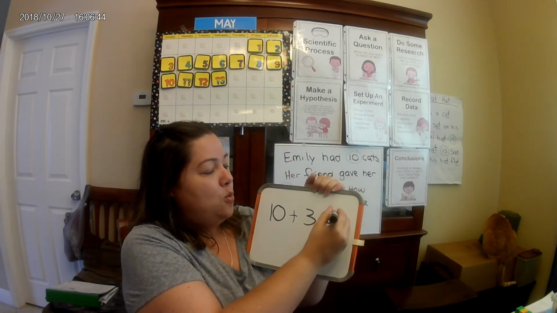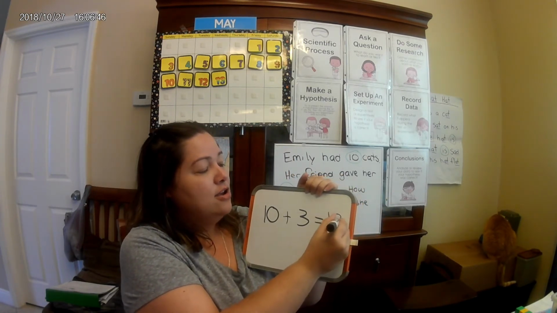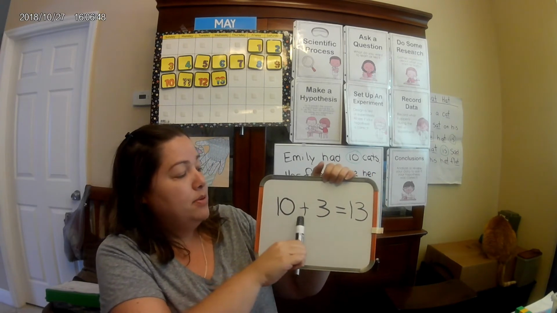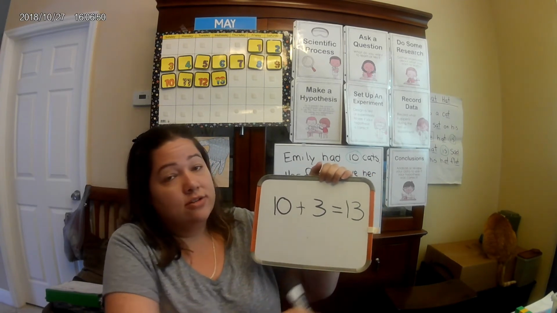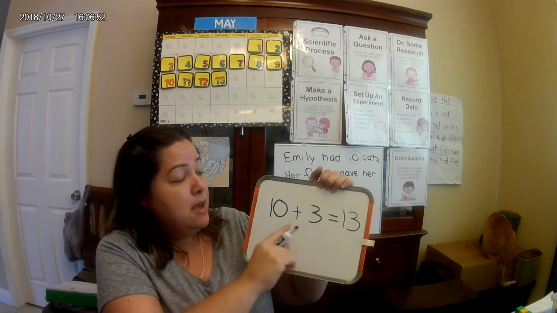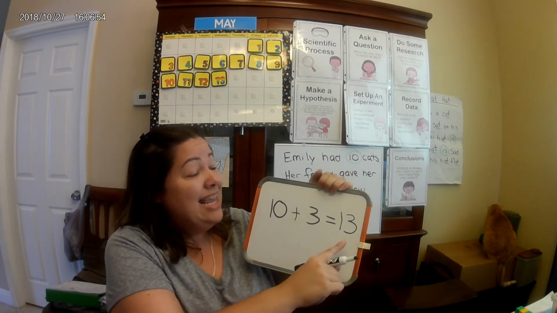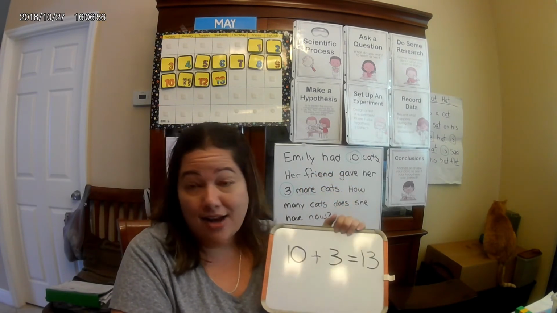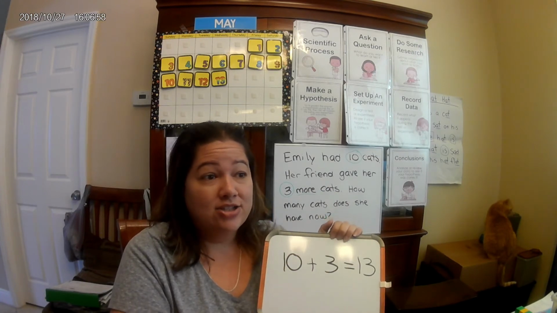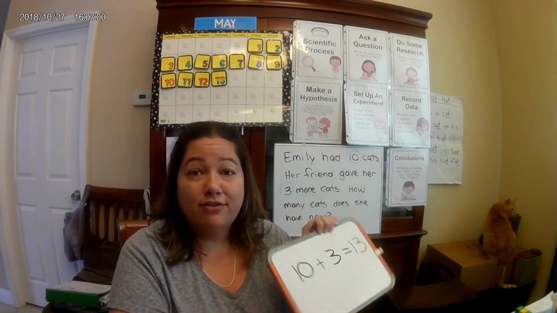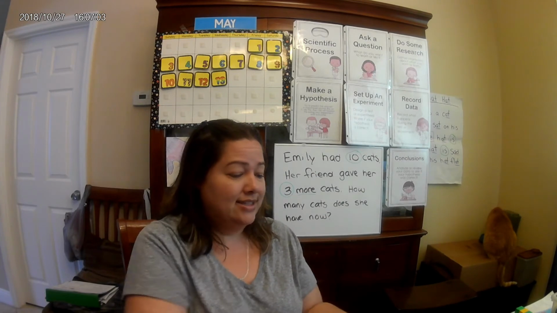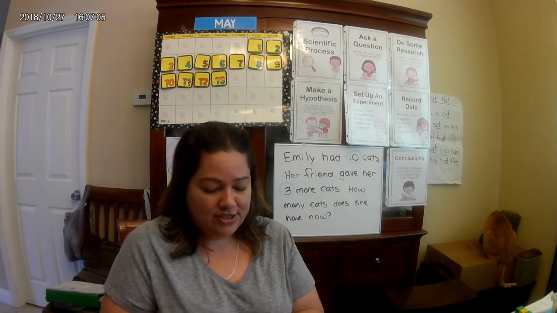So we have a 1 and our 3. So 10 plus 3 equals 13. So 10 cats plus 3 more cats equals 13 cats. I don't know where she's going to sleep. I guess she's just going to have to make a bed out of cats. She's got so many. All right, so 10 plus 3 is 13.